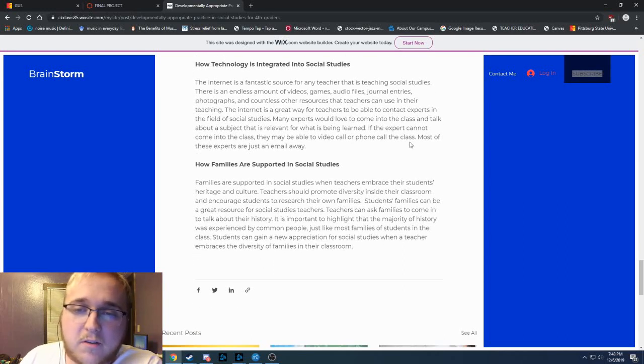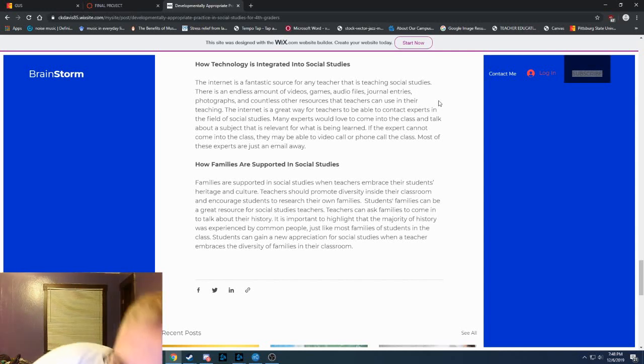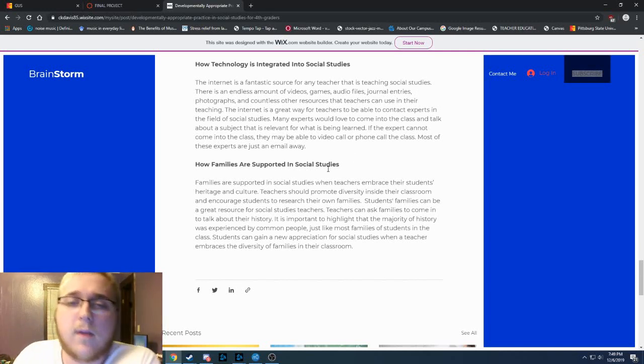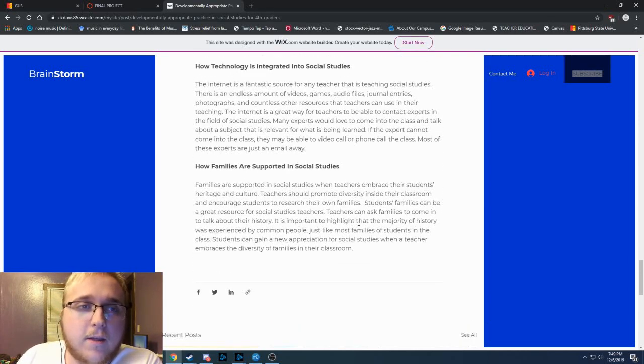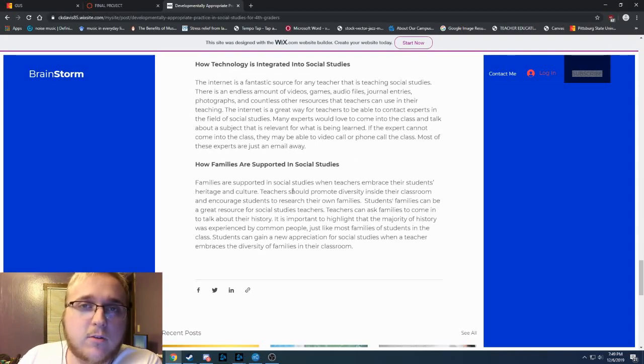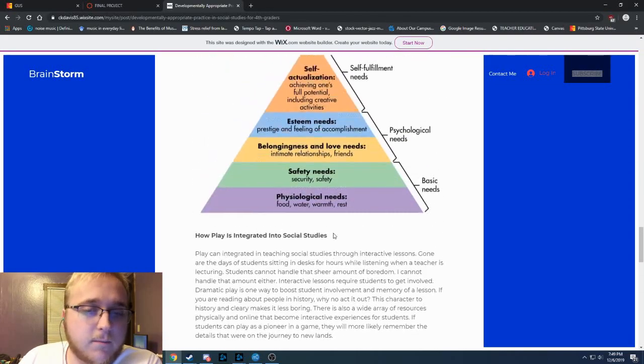Families are supported in social studies when they embrace their heritage and their diversity. Students should be proud of where they came from, and they should be taught to understand who they are and embrace it. Being able to research who they are using their own families is very powerful, and I think it is a great way to implement social studies inside a family context.